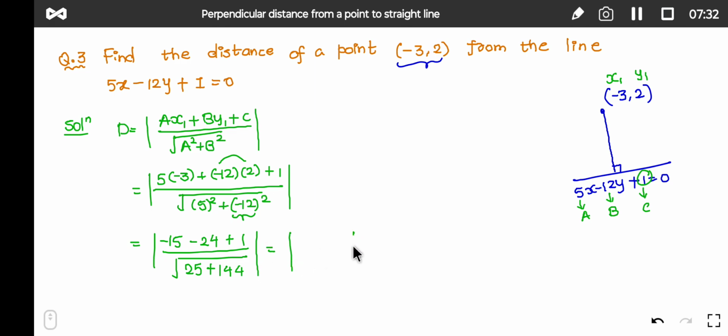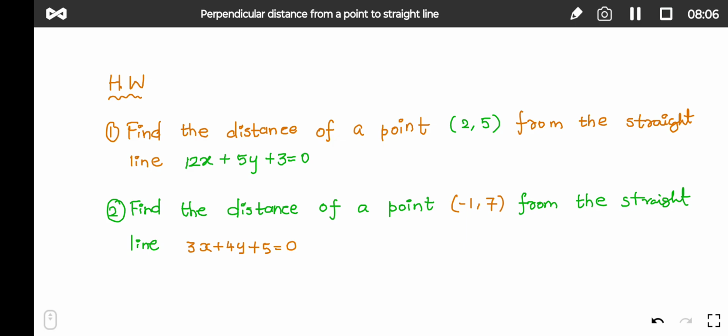Now just solve the numerator and denominator. The numerator will be minus 38, and the denominator is root of 25 plus 144, which is 169. Since modulus is there, minus becomes plus, so plus 38, because distance cannot be negative, and root of 169 is 13. We cannot cancel further, so our distance from the point to the line is 38 by 13.